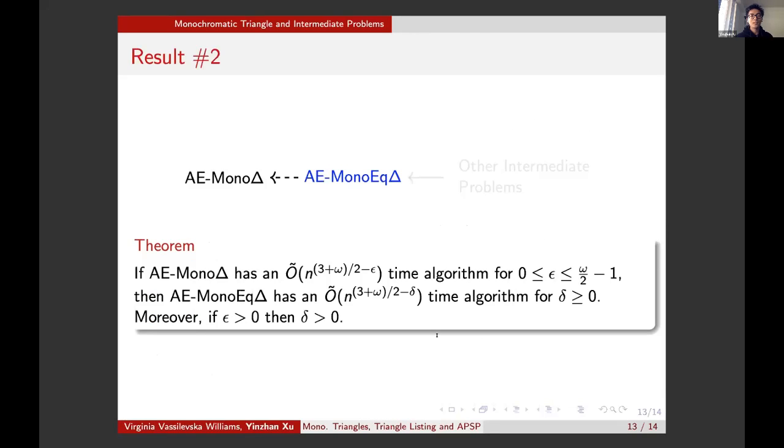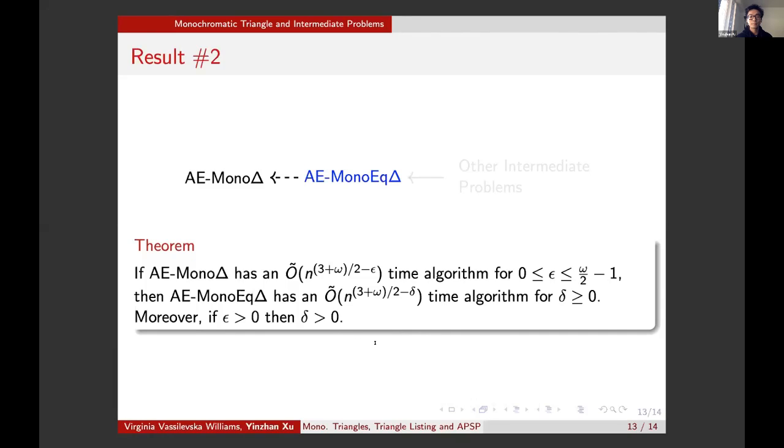So now let me explain the trickier dashed arrow. We show that if all-edges monochromatic triangle has an Õ(n^((3+omega)/2 - epsilon)) time algorithm for some epsilon between 0 and omega/2 - 1, then this new problem, all-edges mono-equal triangle, also has an Õ(n^((3+omega)/2 - delta)) time algorithm for some non-negative delta. And moreover, if epsilon is positive, then delta is also positive. So let me interpret this theorem in two ways.